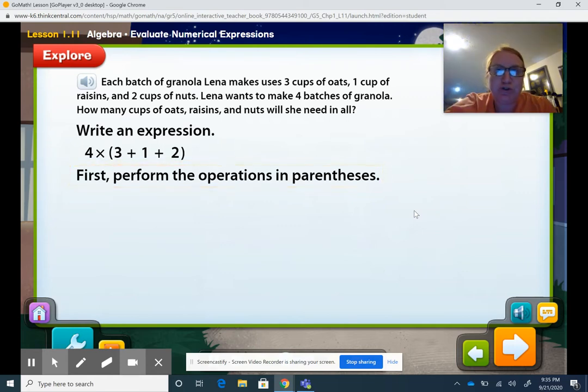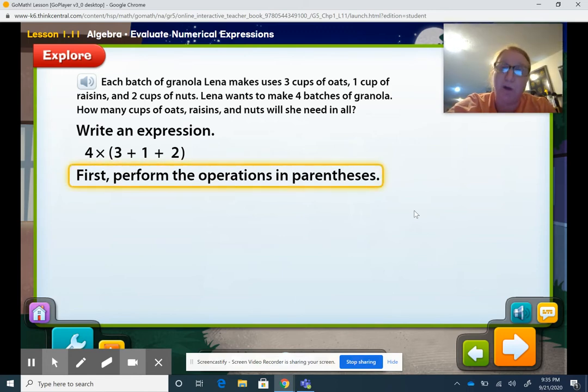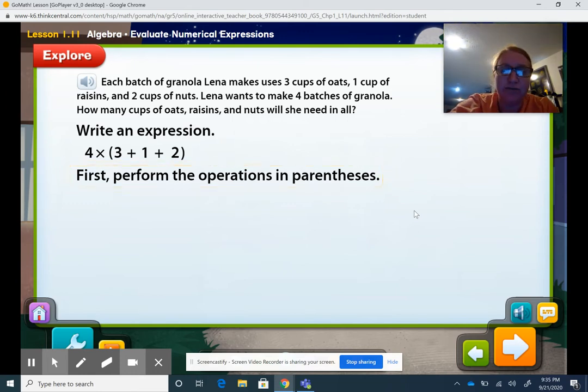I'm going to teach you a trick after the video. We multiplied first in the last one, but you always have to do parentheses before you multiply. So we're going to do the parentheses first. We have to do 3 plus 1 plus 2. What is 3 plus 1 plus 2? 3 plus 1 plus 2 equals 6.